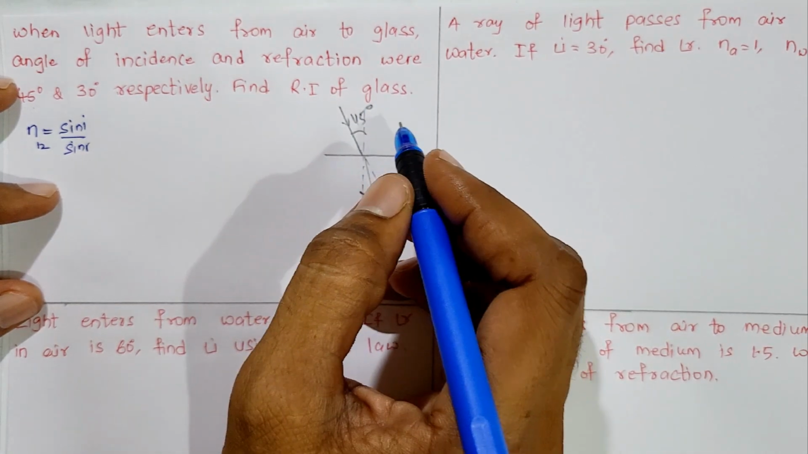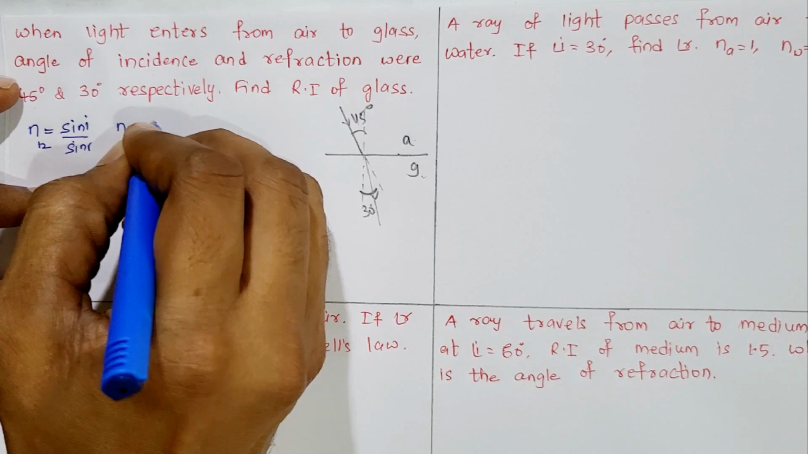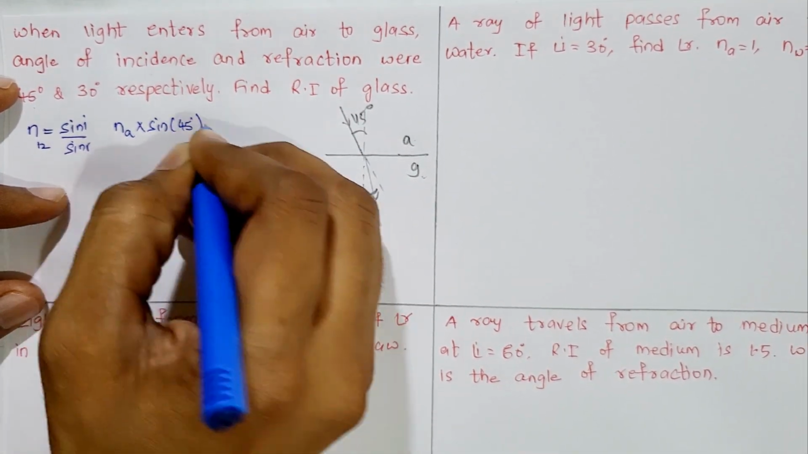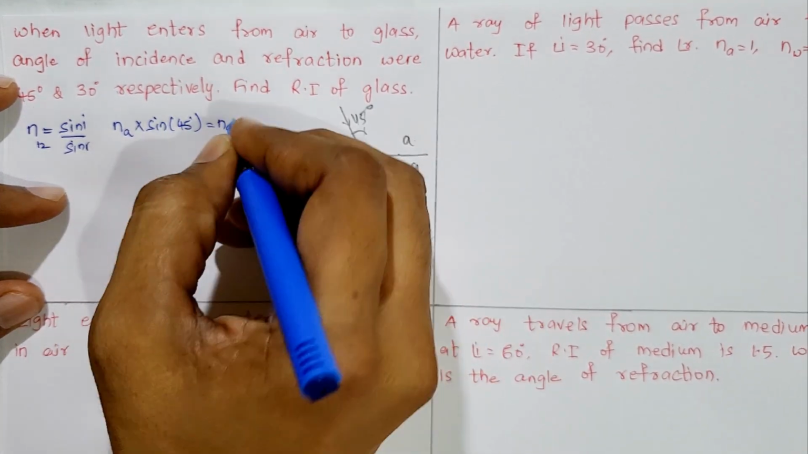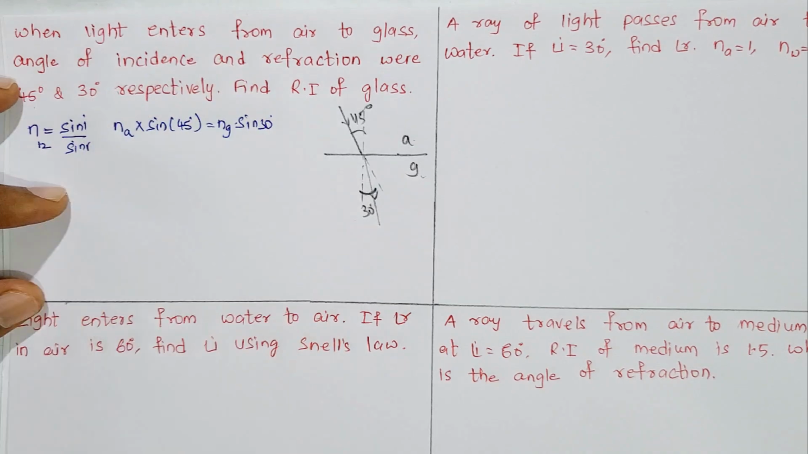Remember the original basic formula. Refractive index of air into sine of the angle present here, 45 degrees, is equal to refractive index of glass into sine of the angle present here, 30. No problem. This also you can use.